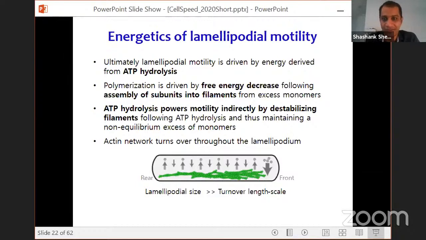Can I add another question from the audience here? Two people have asked this question, David Lin and another person who asked the same question. How do you set the direction of motility? Why isn't it just happening everywhere?